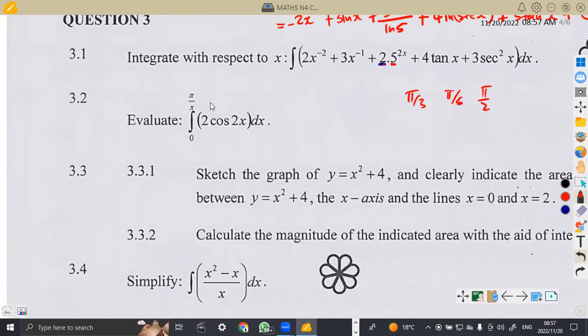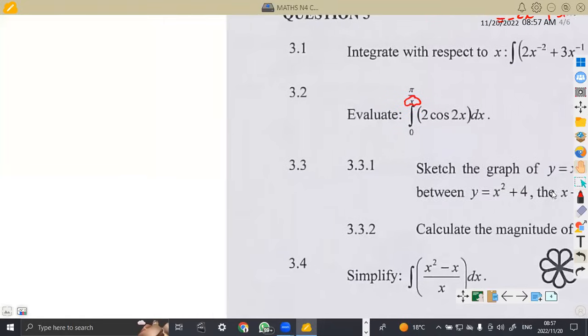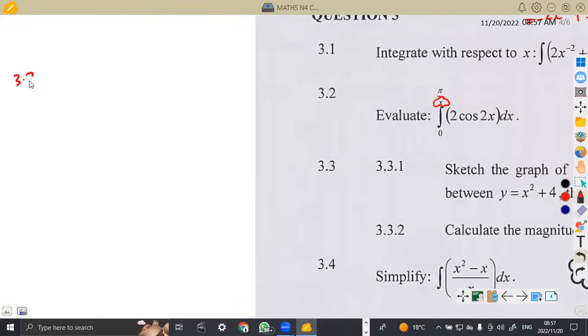Or pi over 2, we do not know. It's not supposed to be over x. That was an error there. Okay, so anyways, let's see what we're supposed to do.